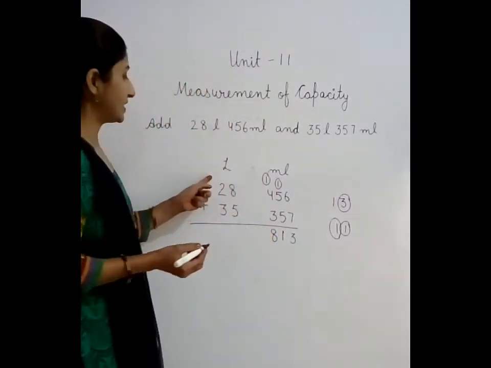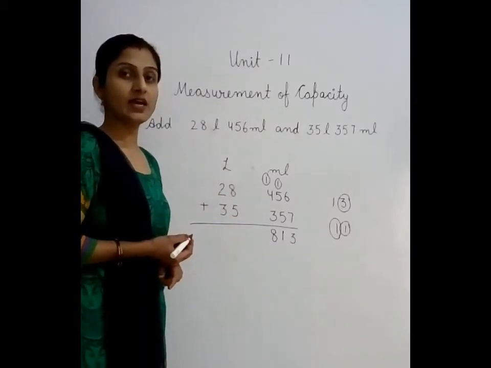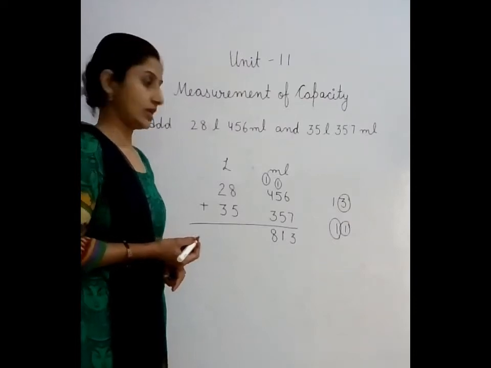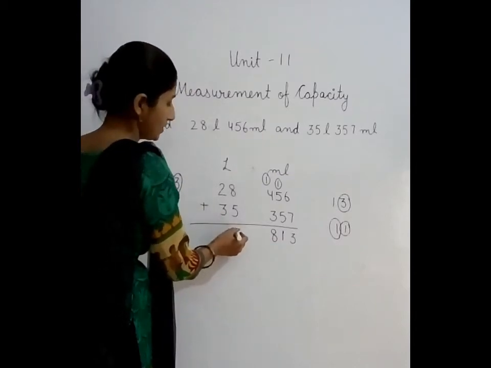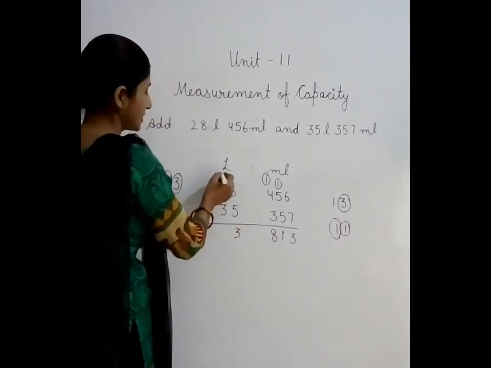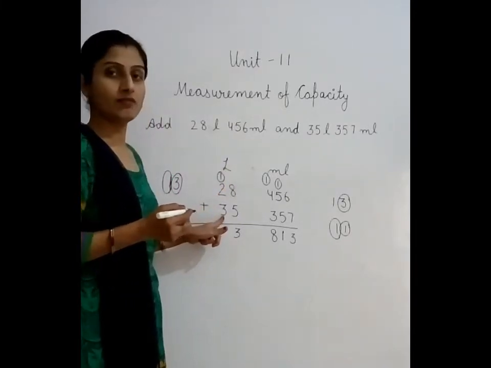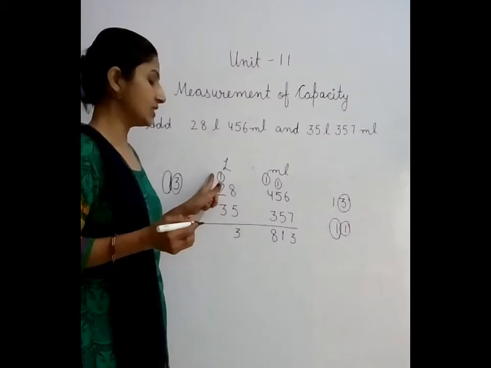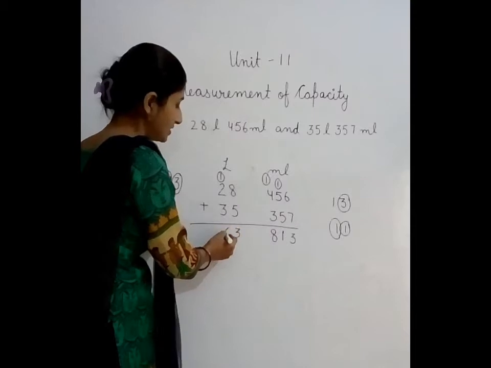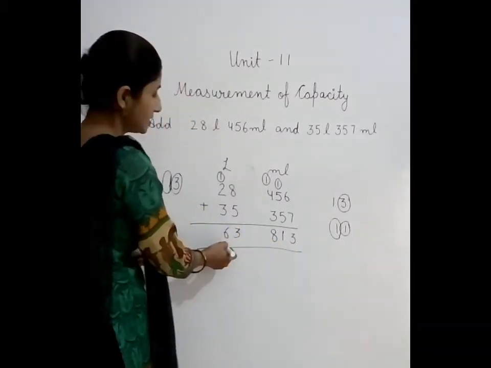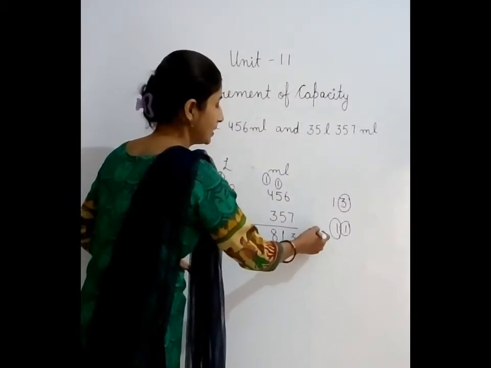Now move to liter side. 8 plus 5. Now you tell me. 8 plus 5 is, yes, 8 plus 5 is 13. This 3 we write here and this one is carry over here. Now 2 plus 3 is 5. In this 5 we add this one. So 5 plus 1 is 6. So what is our answer? Our answer is 63 liter 813 milliliter.